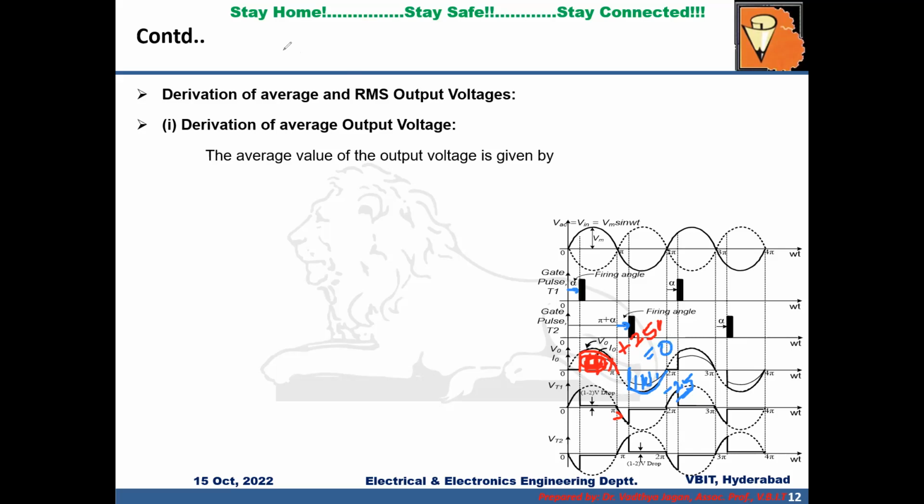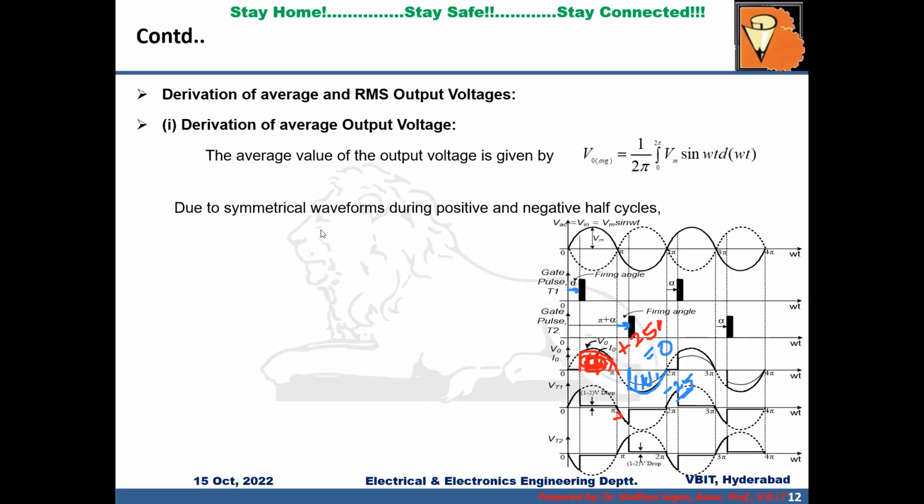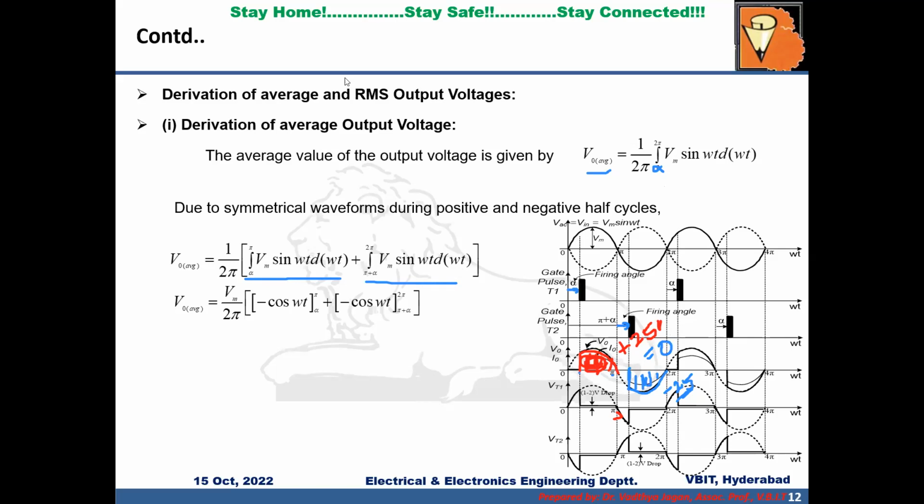Let us see this mathematically. During the positive half cycle, V naught average equals Vm by 2 pi, integral from alpha to 2 pi of Vm sin omega t d omega t. This alpha to 2 pi is split into two half cycles: alpha to pi, Vm sin omega t, plus integration from pi plus alpha to 2 pi of Vm sin omega t. I can take Vm as common, so it is Vm by 2 pi.